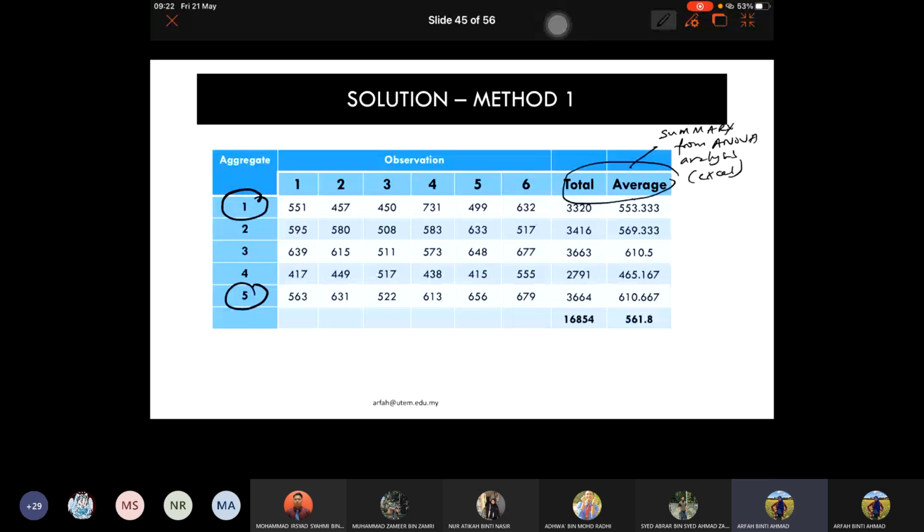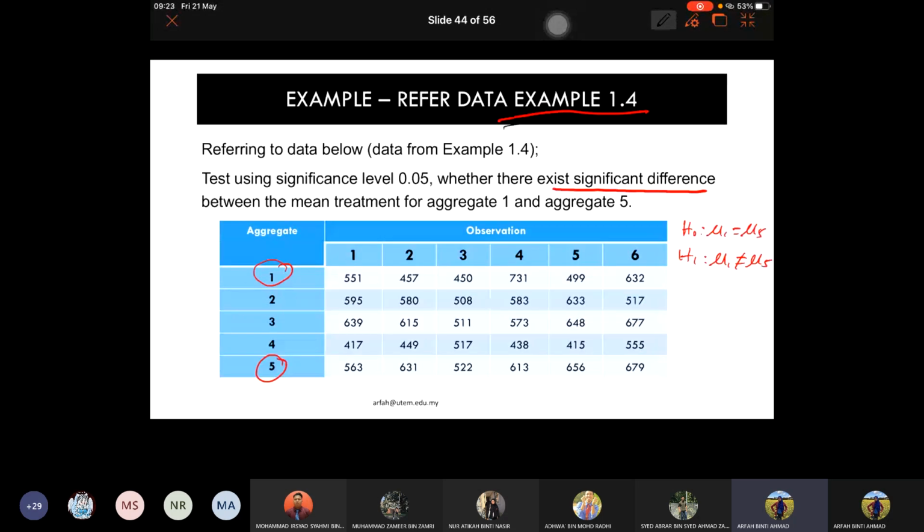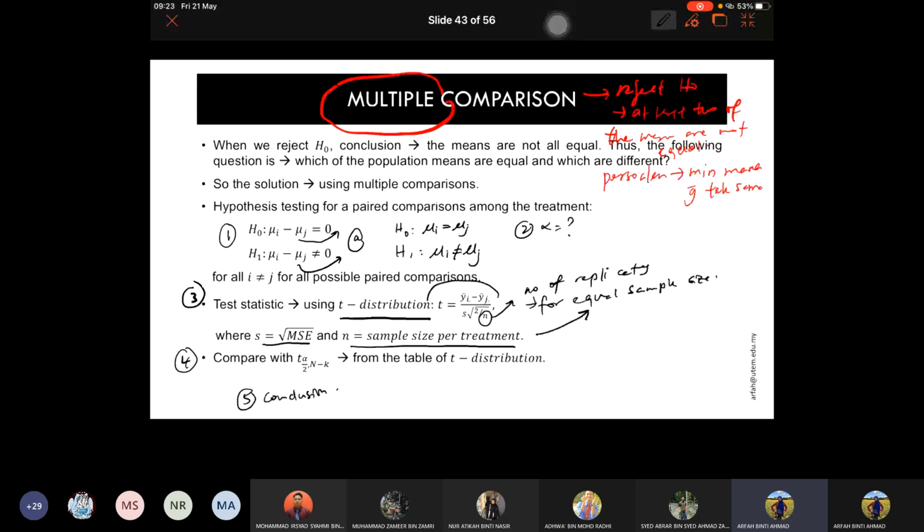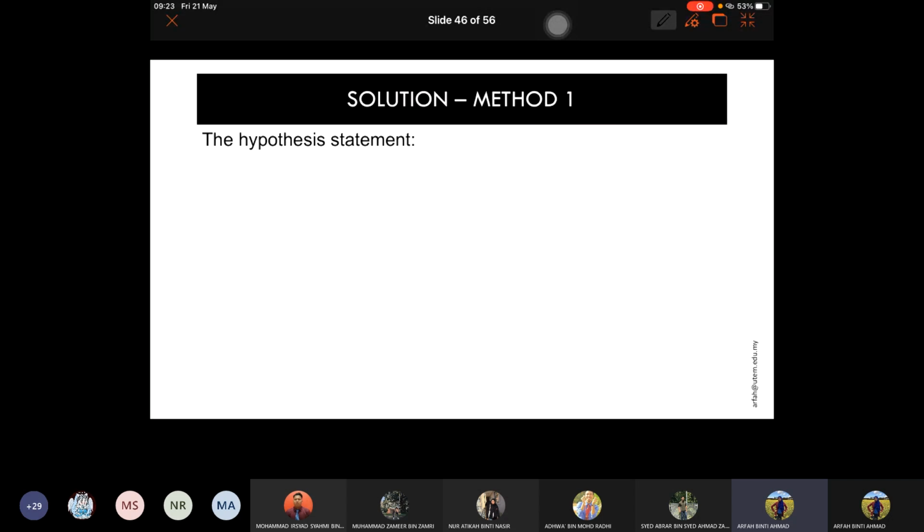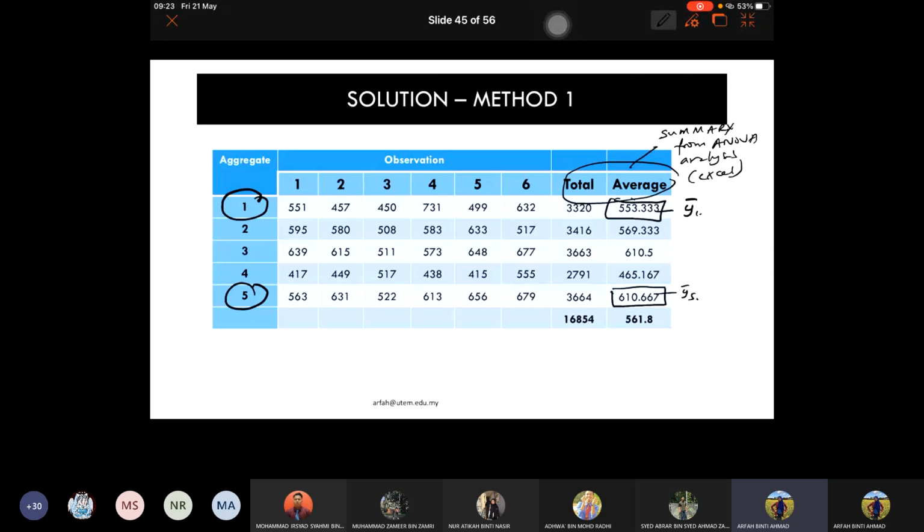So this is Y bar 1 dot. And this is Y bar 5 dot. So if you look at the formula for this one, it is Y I dot minus Y J dot. Okay. So this is the data. We will compare using the T distribution. Y1 dot minus Y5 dot divided by S times, what is the formula?